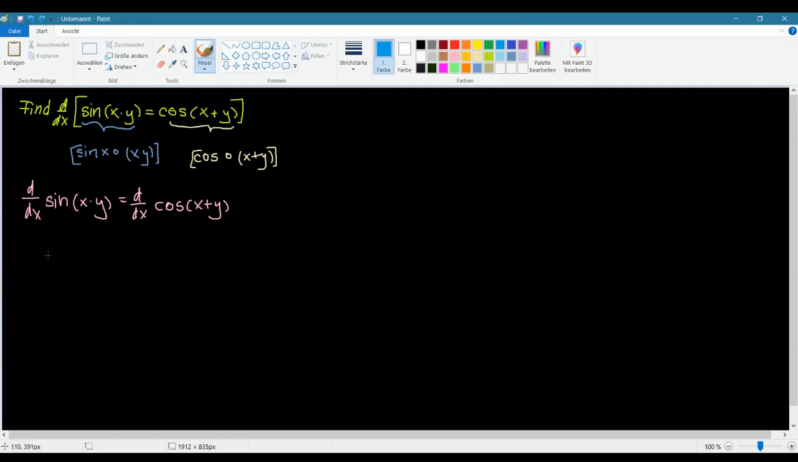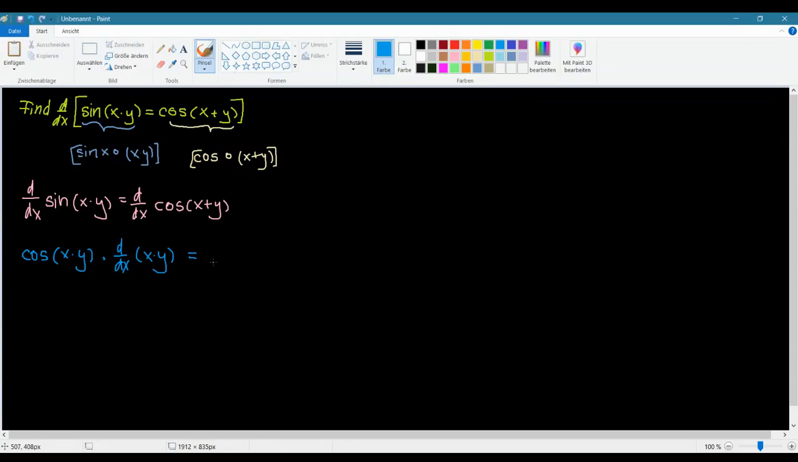The derivative of sine is cosine, whatever the variable is. And since this is going to require the chain rule, the derivative of sine of x times y is going to be cosine of the inner function. So that's x times y is the inner function, cosine of x times y, times the derivative of the inner function. So let's just write d over dx of x times y for now, and we're going to do that on the next step, equals, and now we're going to do the same thing on the right.